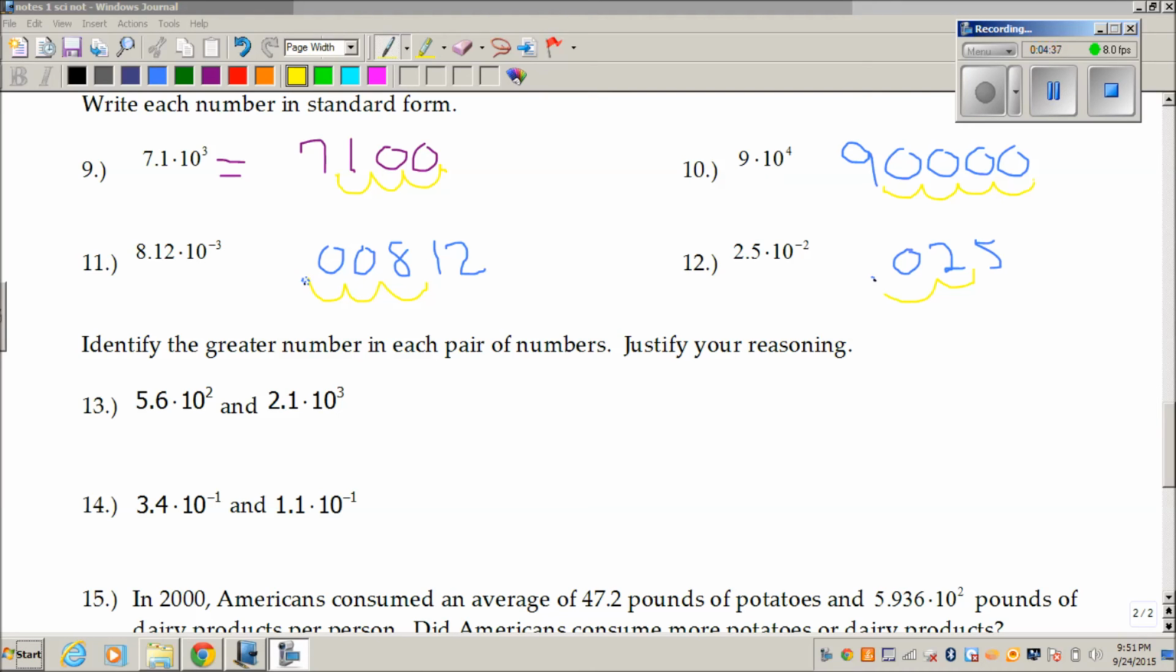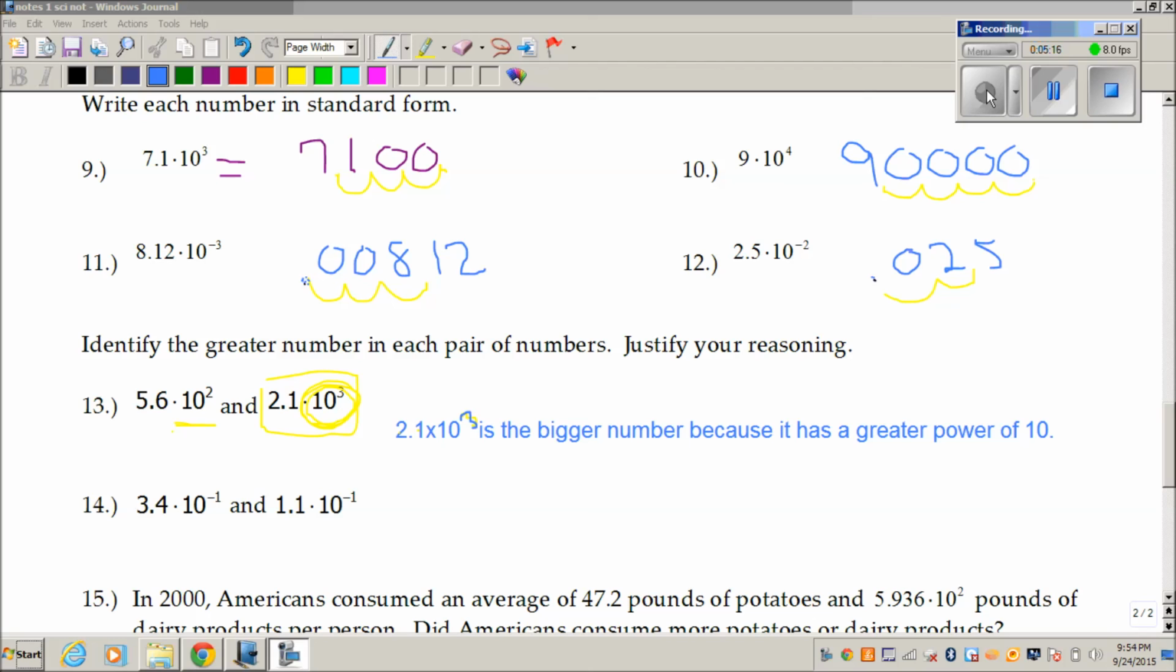Okay, so hopefully you've had a chance to think, and I see that this one has 5.6 times 10 to the second, whereas the next one has 2.1 times 10 to the third. So even though this coefficient is smaller, the power of 10 is much bigger. This is in the thousands, whereas that's only in the hundreds place. So this second number, 2.1 times 10 to the third, is bigger because it has a much bigger exponent, has a bigger power of 10.